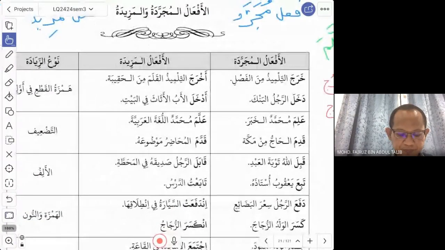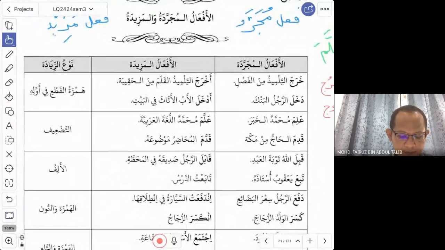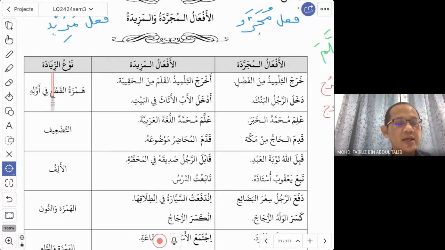Okay, that is one. Now we look at here the naw'u ziyada. Here it is just to explain the type of additions. Ziyada means addition. So what do you add to the root word? Here, as you can see, akhraja, what do we add? We add this letter, which is alif or hamza. It is better to call it hamza. So here they said the ziyada, what we add to the fi'l, is the hamza.